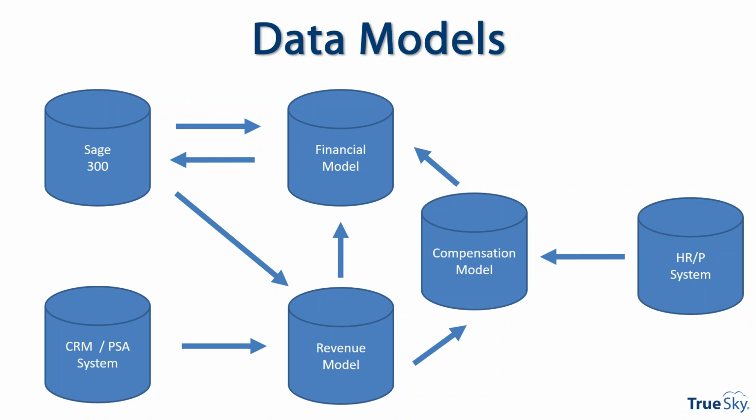But also maybe it's combining data that you've got in Salesforce or Microsoft CRM or whatever CRM solution, or some form of professional services automation solution that you might have there. And then you might have a compensation model where you're doing all of your budgeting and forecasting for salaries and wages that's pulling data out of your HR and payroll system, but it's also pulling some revenue numbers because maybe you've got a commission component to it as well. You can build whatever kind of data models you want with TrueSky and feed them from multiple different data sources, because we also realize that all of the data that you may need to do effective budgeting and forecasting may not be found in Sage 300.